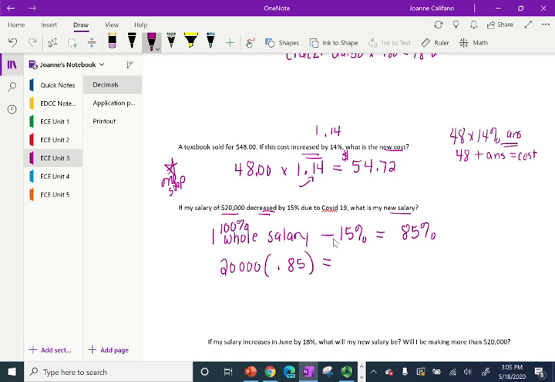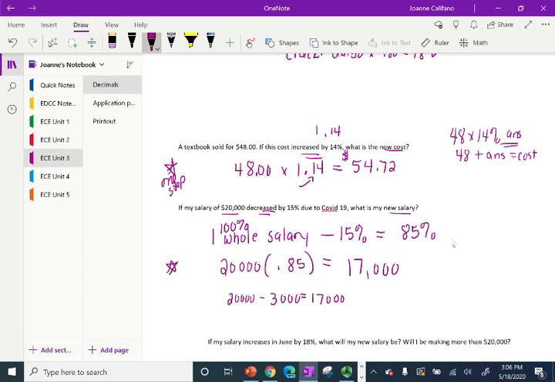So multiply that by 0.85. I didn't plug it in right. And I get a new salary of 17,000. It's just like saying find 15% of my salary, 15% of 20,000 is 3,000. Subtracting it from my original salary gives me 17,000. That works too, but I'm showing you a one-step method.